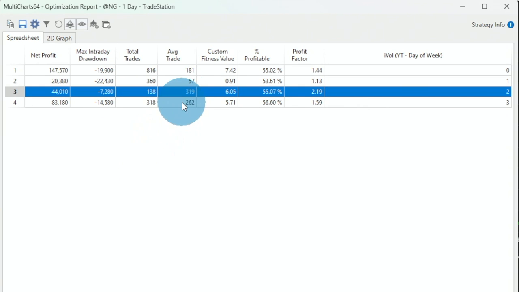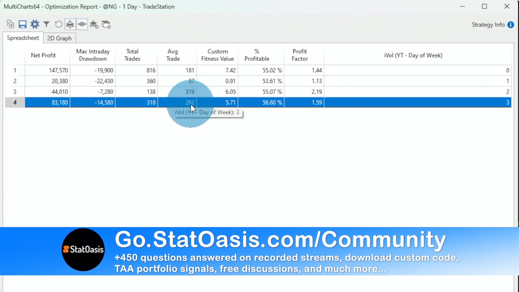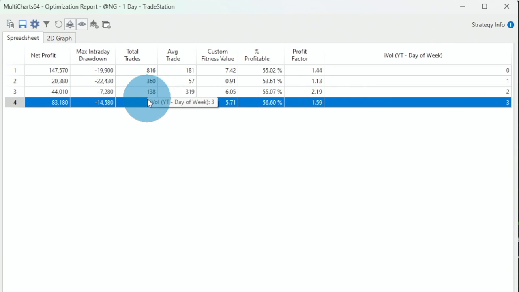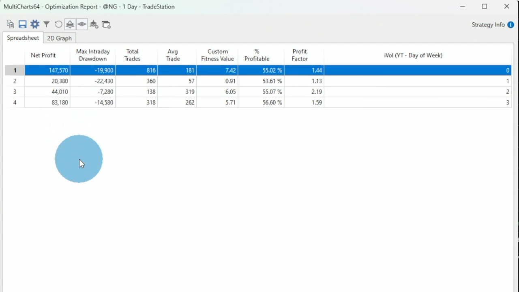Also, you can trade this one. This is 262. So you can trade both of these and skip this market regime. Both of these will give you 450 trades and it will give you 127,000 with lower drawdown. So still significantly better than the normal one.